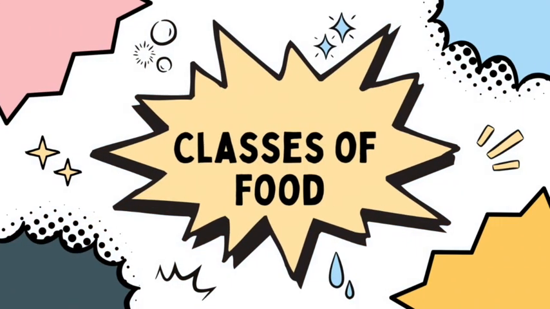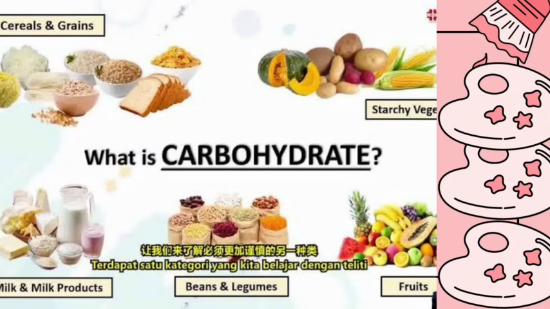So kids, let's move on to the classes of food. We're going to look at the classes of food. We have 6 classes of food, and take note, all these food that we've mentioned and other foods are all grouped into the classes of food. The first one is carbohydrates.